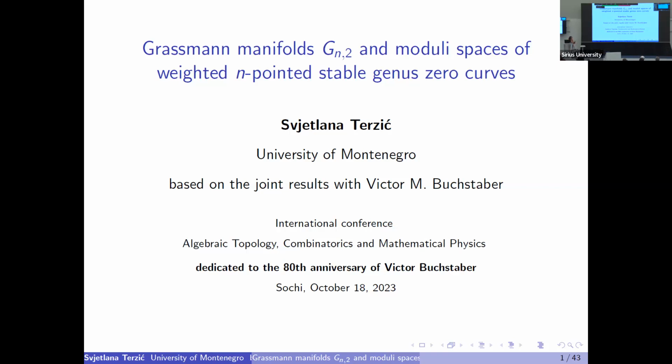I'm going to present to you some of our joint results. Actually, I'm going to present one connection we established between our study of the compact torus action on the Grassmann manifolds and the moduli spaces of weighted and pointed stable genus zero curves.